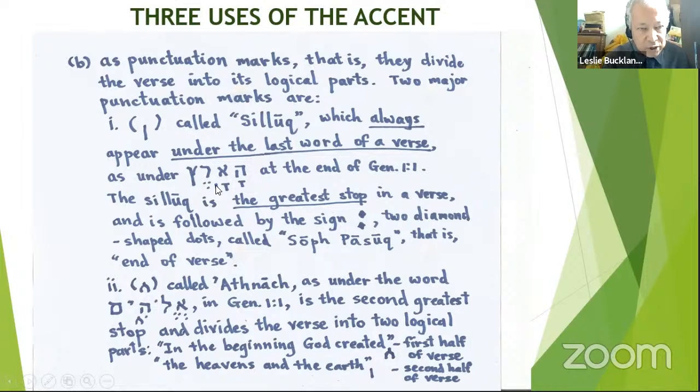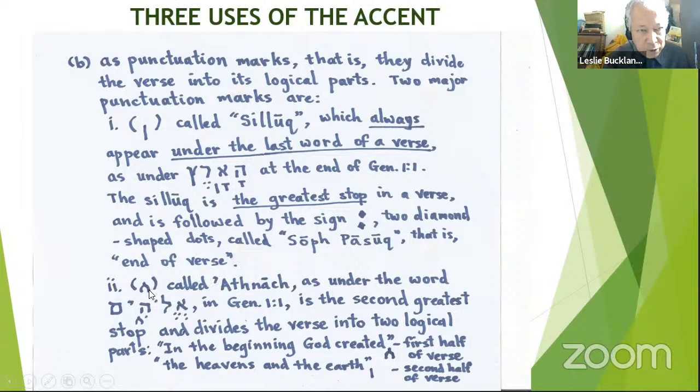Here is the vertical line to the left of the vowel kames, the long ah sound, at the end of Genesis chapter 1, verse 1. The siluk, that's the siluk, is the greatest stop in a verse and is followed by the sign that has two diamond-shaped dots, one above the other, called in Hebrew sof pasuk, which means in English, end of verse.